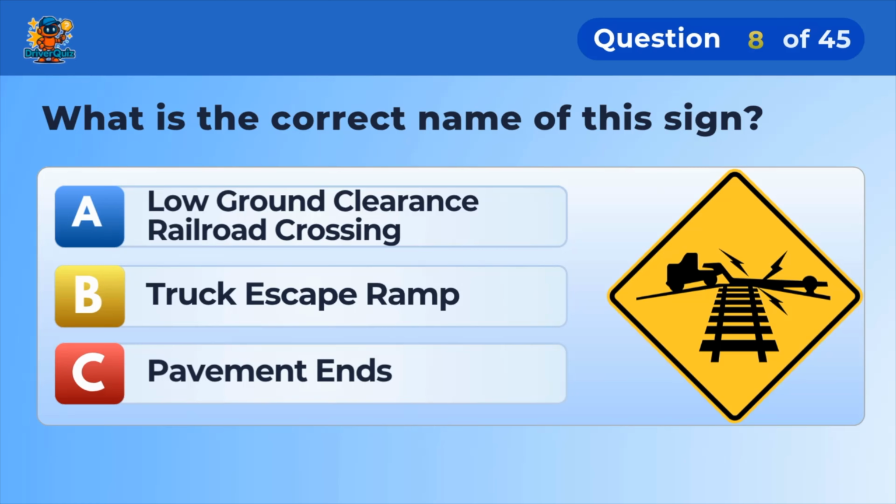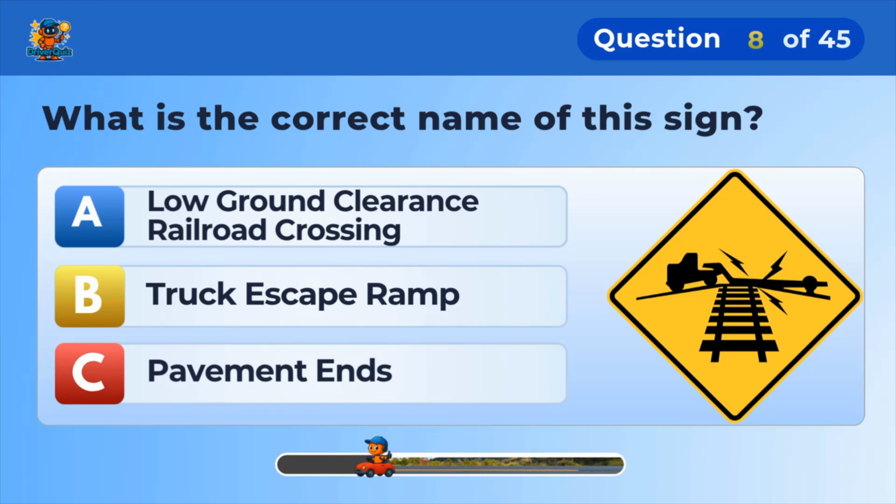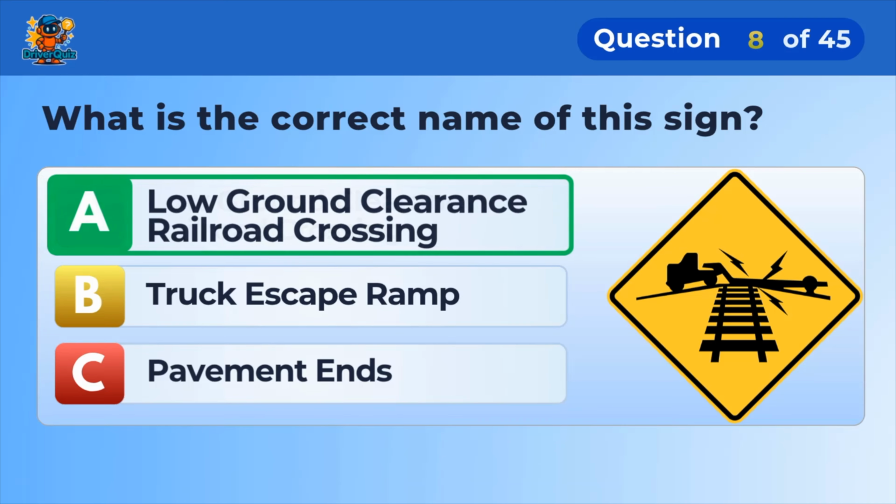Question 8. What is the correct name of this sign? A. Low ground clearance railroad crossing. B. Truck escape ramp. C. Pavement ends. This one means low ground clearance railroad crossing.